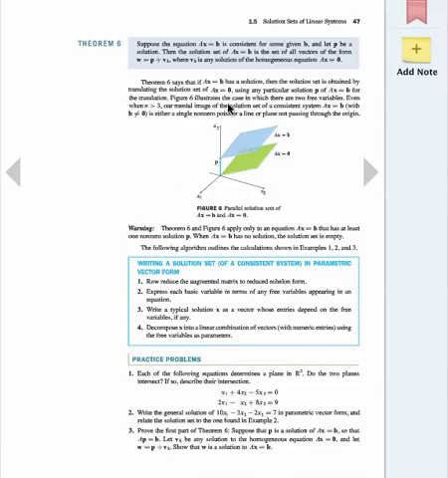So read the whole blurb. You do need to know this theorem cold. You do need to be able to apply this theorem. The most important takeaway from this section, aside from defining homogeneous and non-homogeneous systems, is this blurb, writing a solution set of a consistent system in parametric vector form.